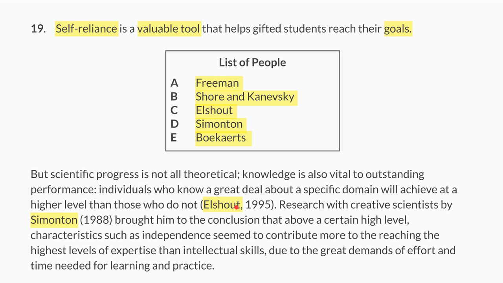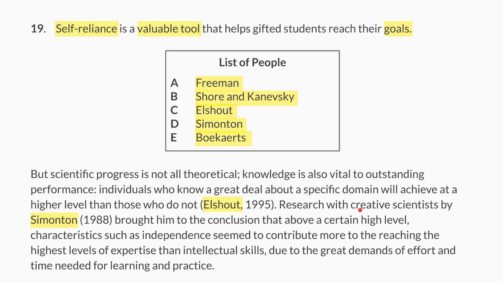And I do not see anything about self-reliance here. So there's nothing about self-reliance. I also don't see anything about self-reliance being a valuable tool. So I don't think that my answer is going to be right here. So let's read the next sentence about Symington. Let's see which question this answer choice is going to be the correct answer for.